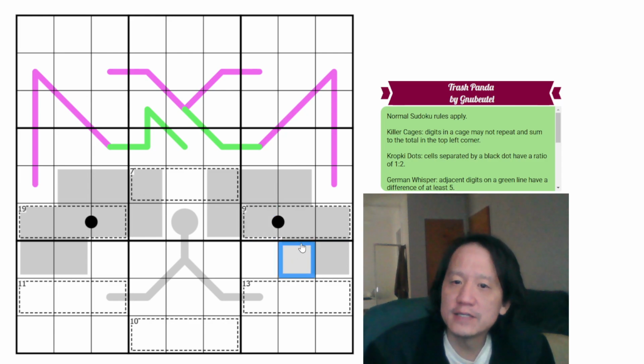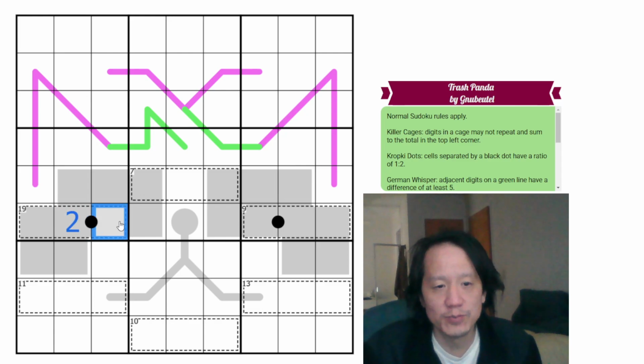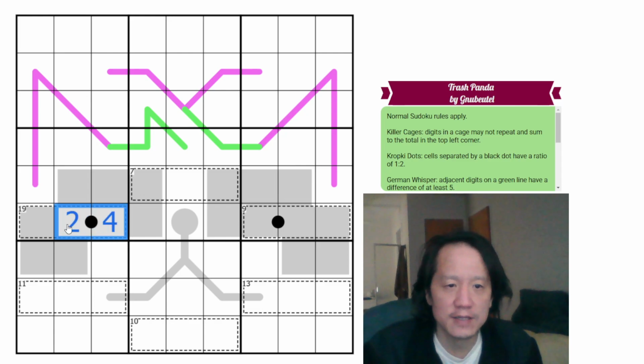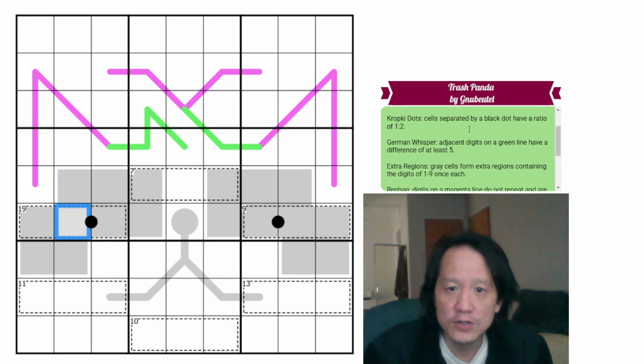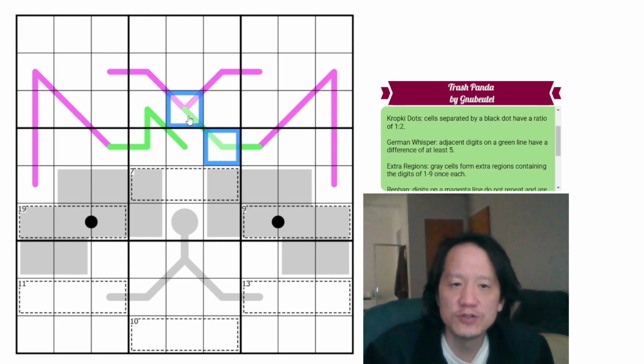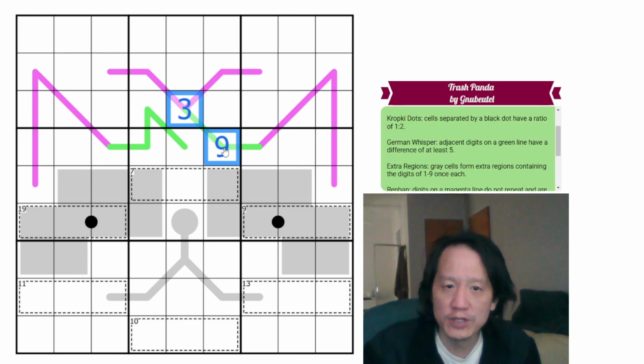Kropki dots. Cells separated by a black dot have a ratio of 1 to 2. So for example, if this were 2, this would have to be 1 or 4 to maintain the 1 to 2 ratio. German whisper. Adjacent digits on a green line have a difference of at least 5. So an example of this would be if this were a 3, this would have to be an 8 or a 9 to have a difference of 5 between them, right?